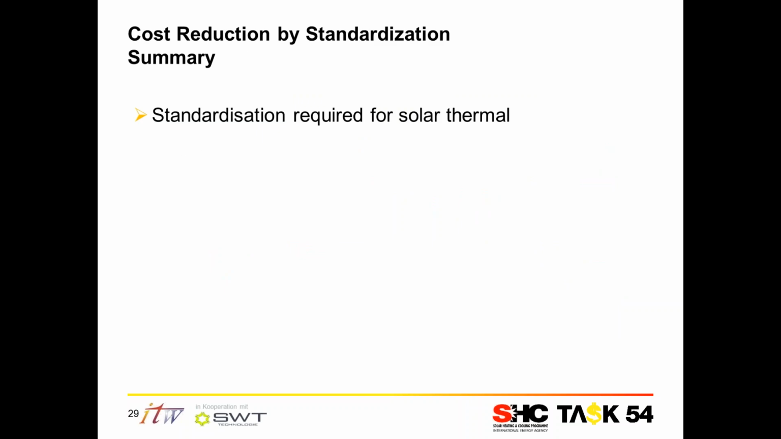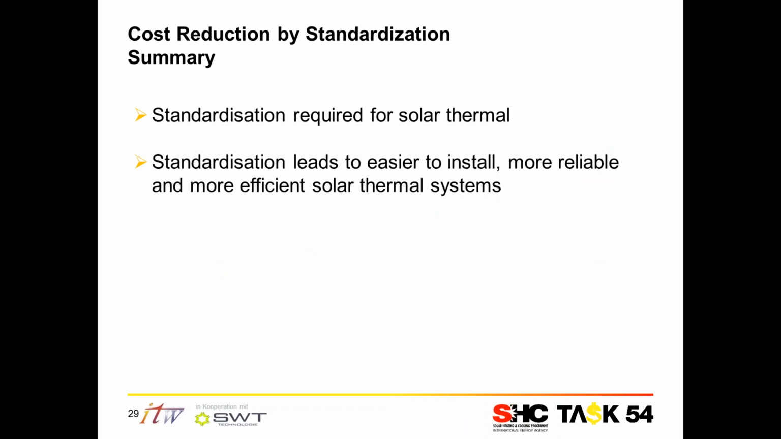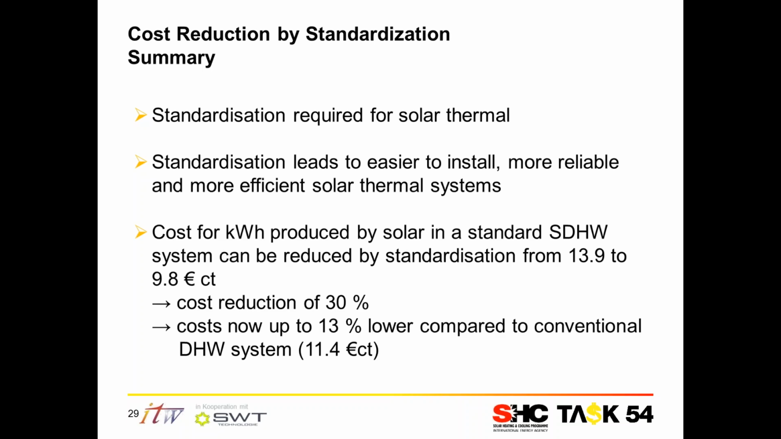So I already come to my summary. Standardization is really required for solar thermal. We are far behind a lot of other technologies, and standardization leads to easier to install, more reliable, and more efficient solar thermal systems. And the cost per kilowatt hour produced by solar in a standard solar domestic hot water system like we use in Germany can be reduced by standardization from 13.9 to 9.8 euro cent, which is a cost reduction of 30%. And the costs in this case are now even 13% lower compared to the conventional domestic hot water system. So this was a very short overview from my point of what standardization can contribute to the cost reduction in solar thermal. Thank you very much.